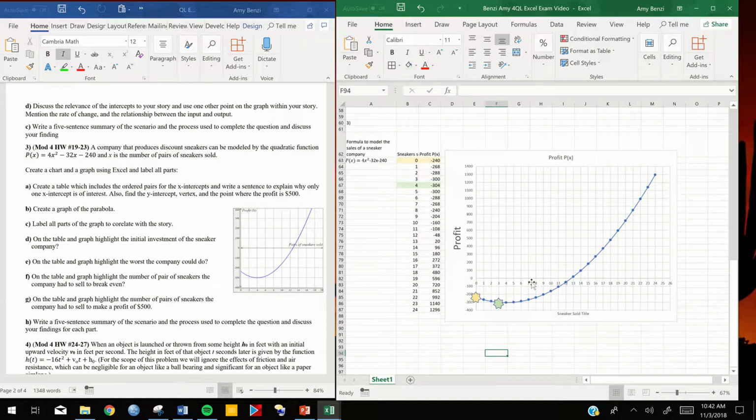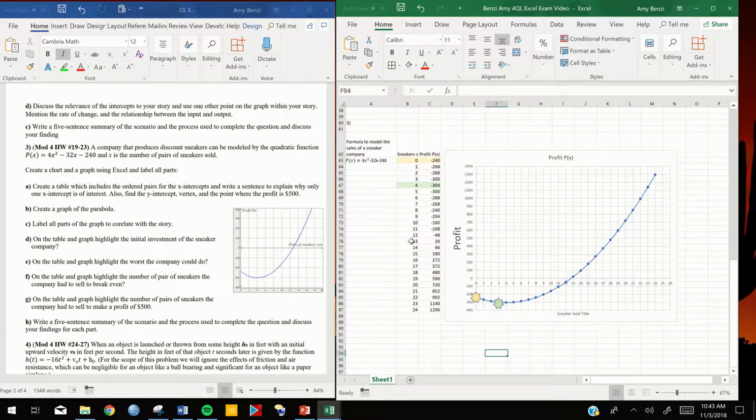It wants you to talk about where the company broke even. They break even right here when it hits $0. That's when they're no longer in the hole and they're not making any money. They just broke even right here. You're going to highlight that point, and look how Excel gives us that 1320.